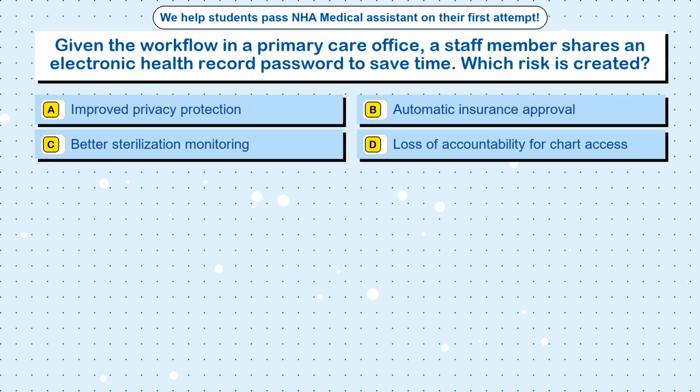Question 41. Given the workflow in a primary care office, a staff member shares an electronic health record password to save time. Which risk is created? Option A, improved privacy protection. Option B, automatic insurance approval. Option C, better sterilization monitoring. Option D, loss of accountability for chart access.